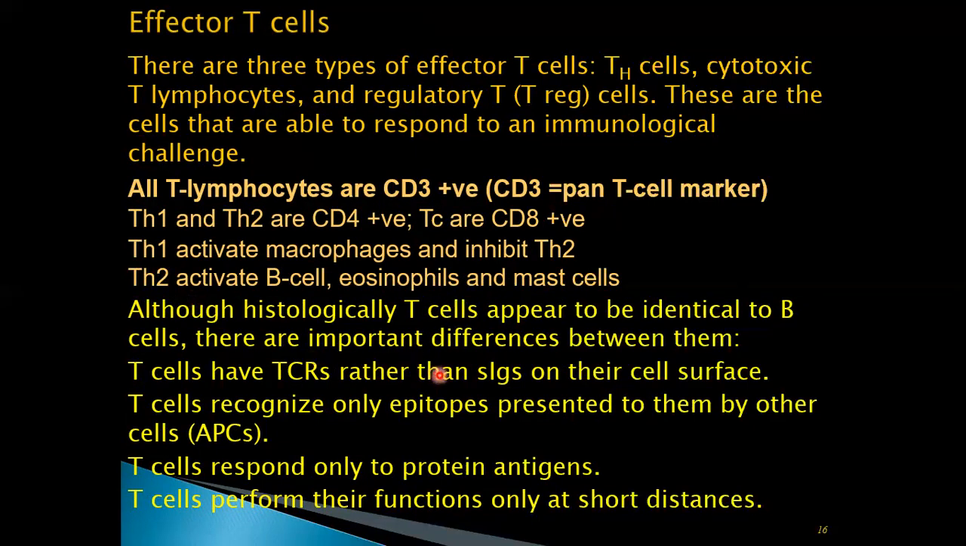Now, we cannot differentiate them on the basis of the slides. We can't say it's a B cell or T cell. T cells have surface receptors. They don't have immunoglobulins on their cell. And this is a very important point: T cells recognize only epitopes presented on them by other cells, meaning the antigen presenting cells.